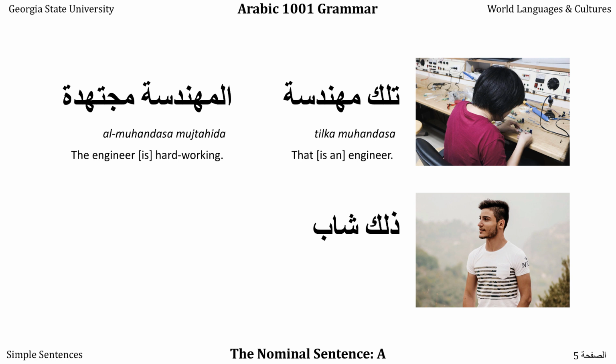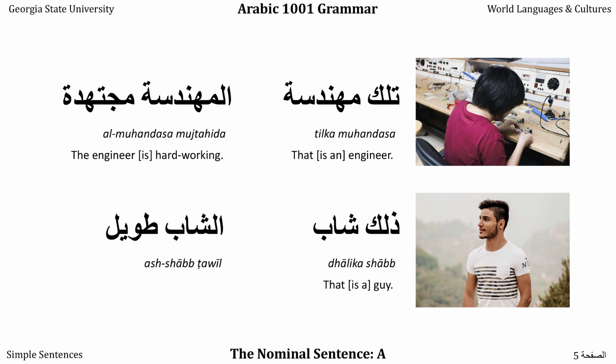Let's look at this fellow. We can say dhalik shab. Dhalik, like hadha and hadahi and tilka, is definite by definition. Shab is indefinite, so we know that this is a sentence. That is a guy. We can say ashab tawil. Again, ashab is definite because of alif lam. Tawil is indefinite. So we know we have a sentence here, and we put the is in between them. The guy is tall. This is very simple, but it can also get really complex, and the lack of capital letters in Arabic makes it a bit of a problem sometimes. So let's get the basics down very carefully, and then we'll move on to more complex things.